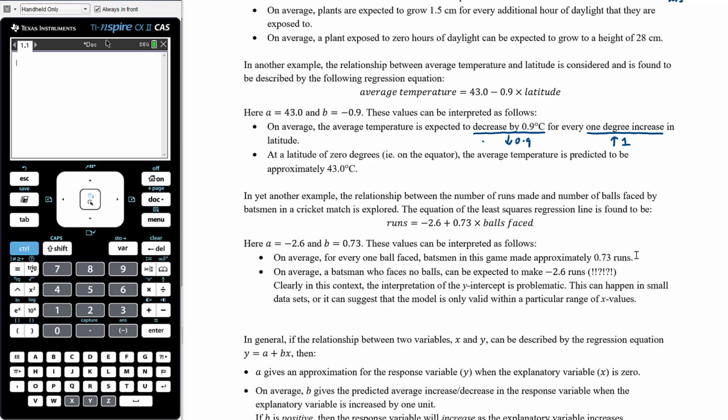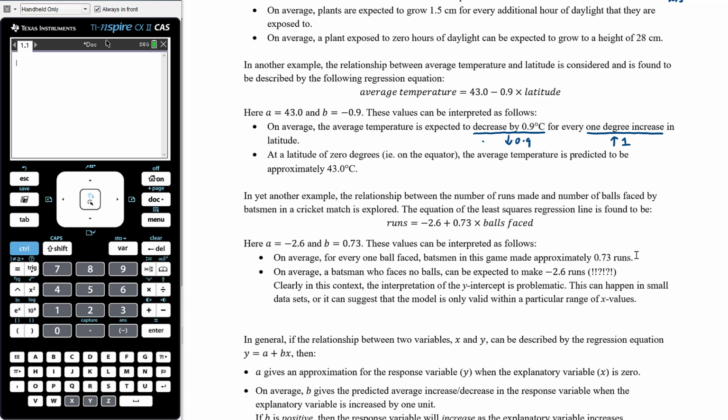The y-intercept tells us that at a latitude of 0 degrees, when our explanatory variable is 0, i.e. on the equator, the average temperature is predicted to be approximately 43 degrees Celsius. Again, predicted to be, not that it will be. You could say expected to be. You just want to make sure you're using that sort of vague language. And again, you probably want to say on average, or usually, or the line predicts that at a latitude of 0 degrees, the average temperature is approximately 43 degrees Celsius.